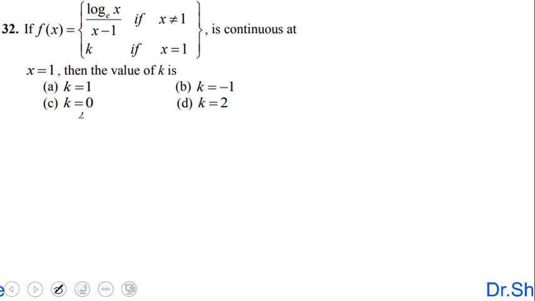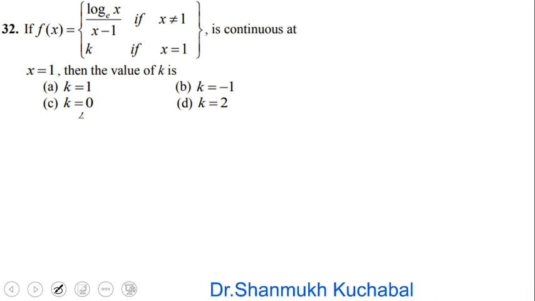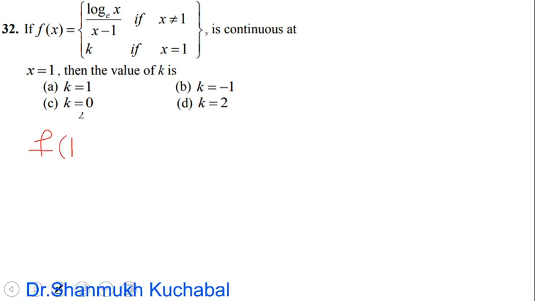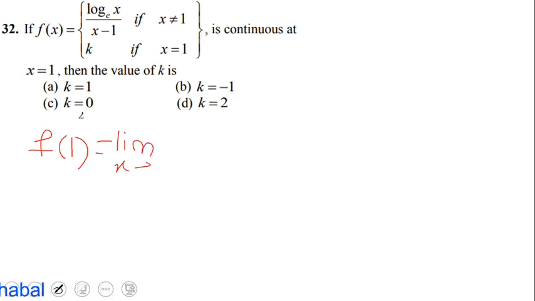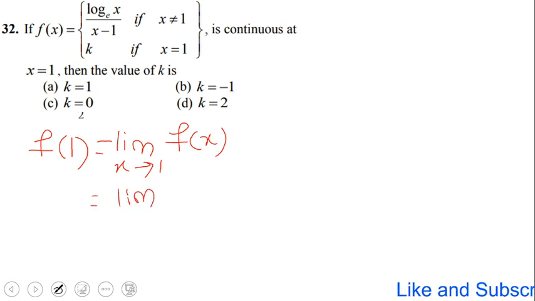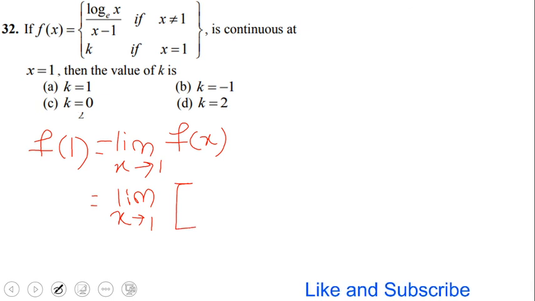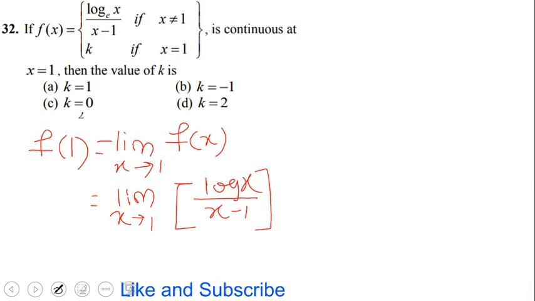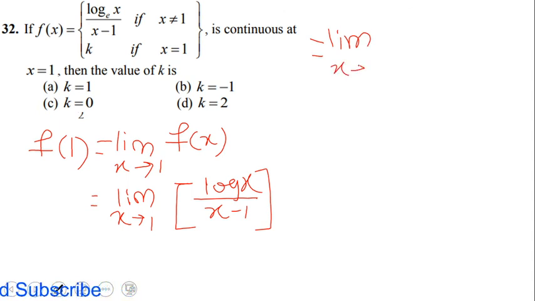This is also a limiting function. It is given that the function f of x is continuous at x equal to 1. The k value we have to calculate. So very simple. It is continuous at 1, so I am going to take f of 1. f of 1 equal to limit x tending to 1 of f of x here. So it is limit x tending to 1 of log x divided by x minus 1 here.